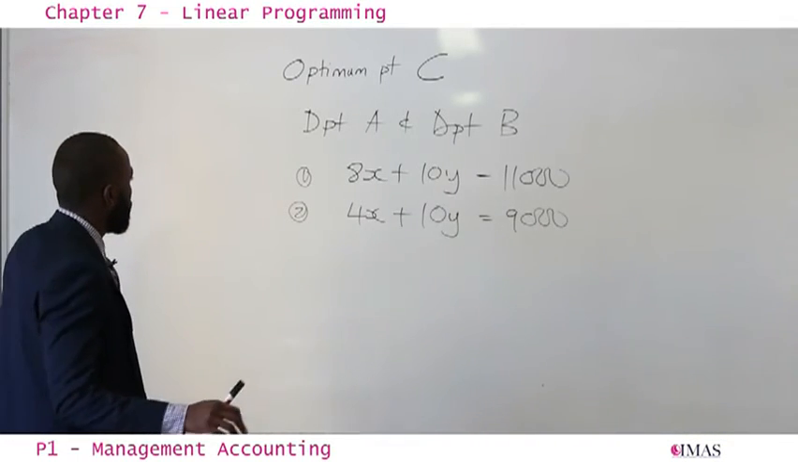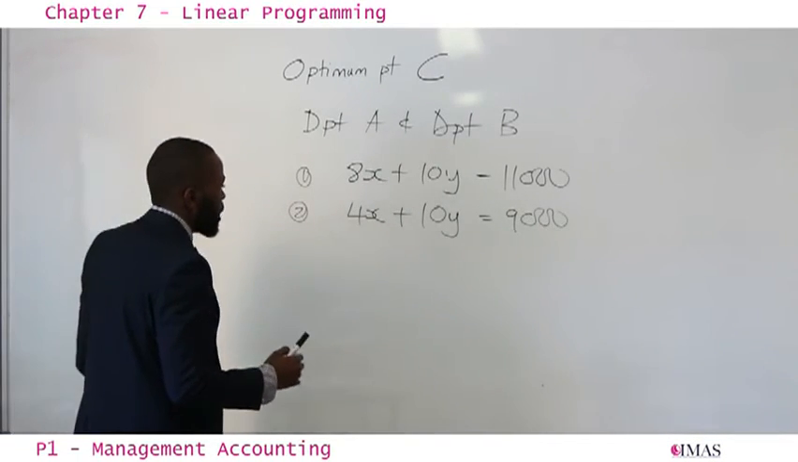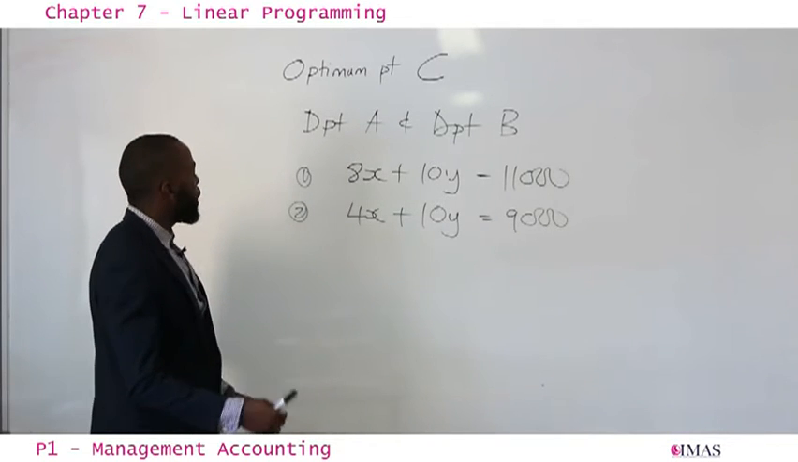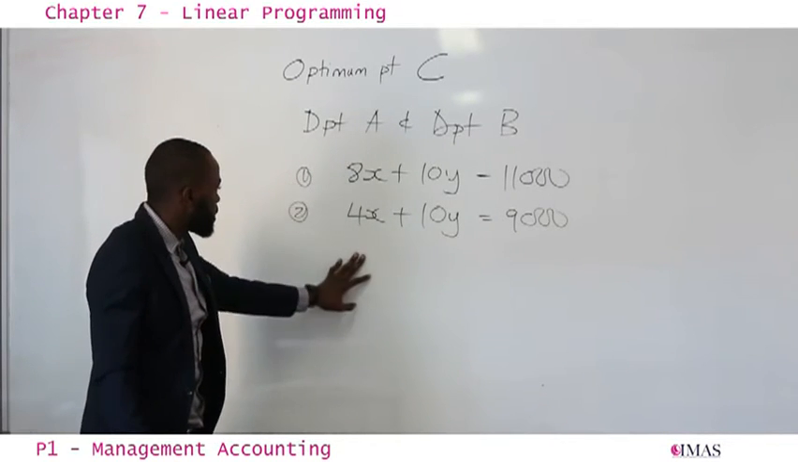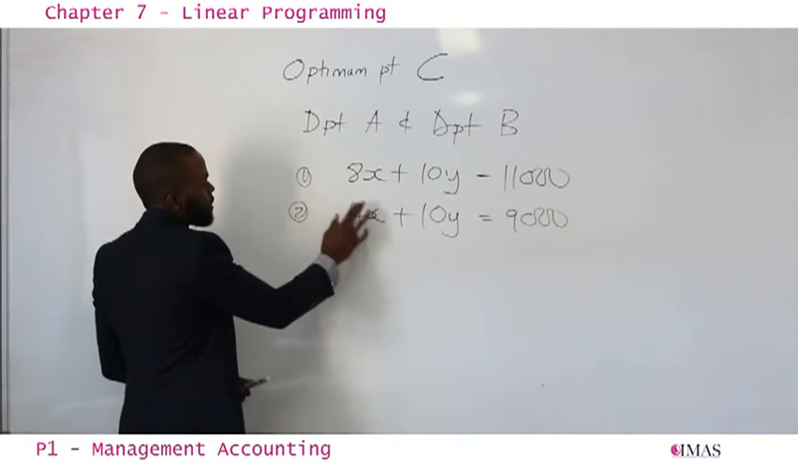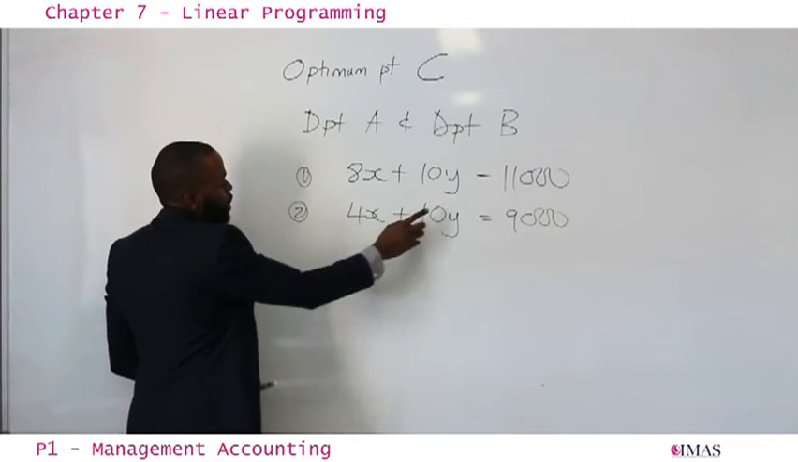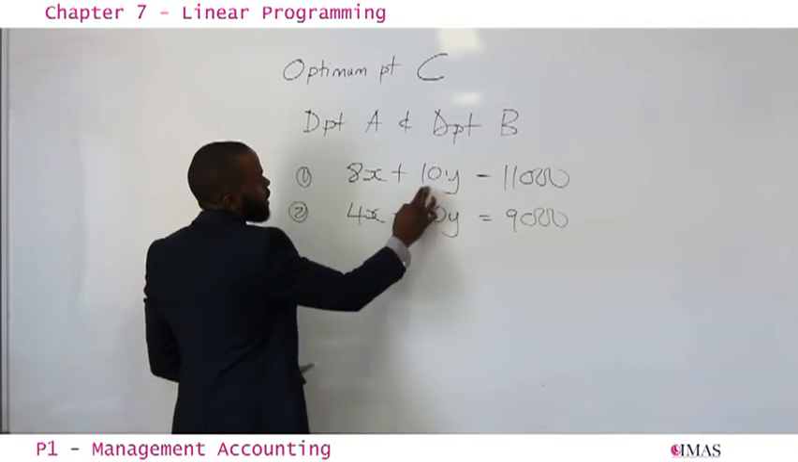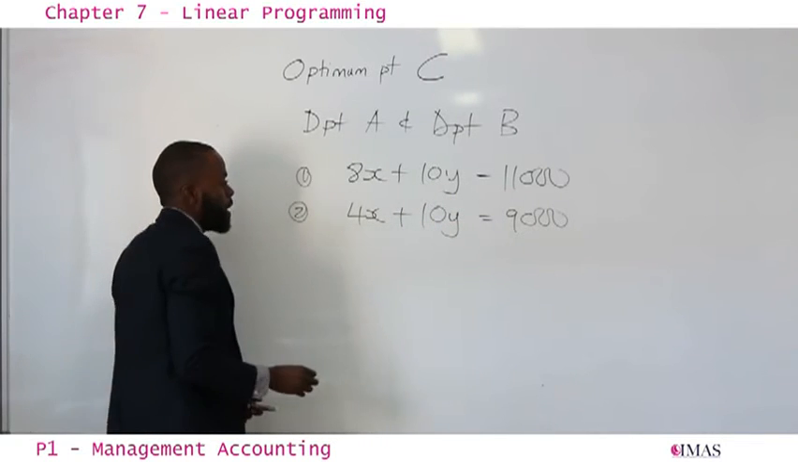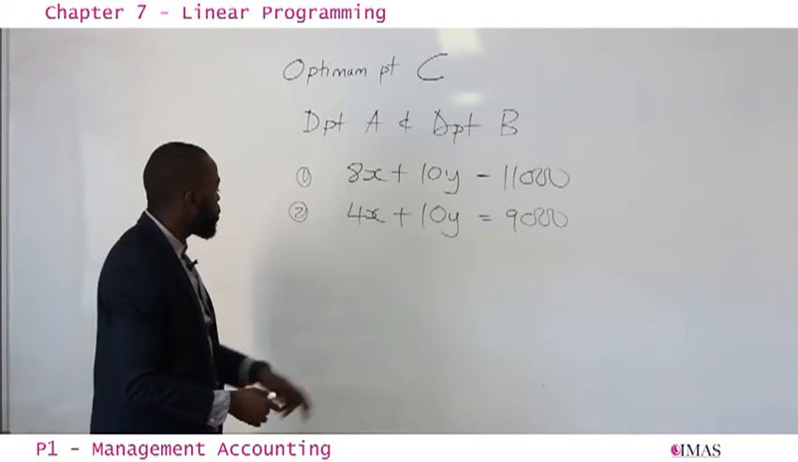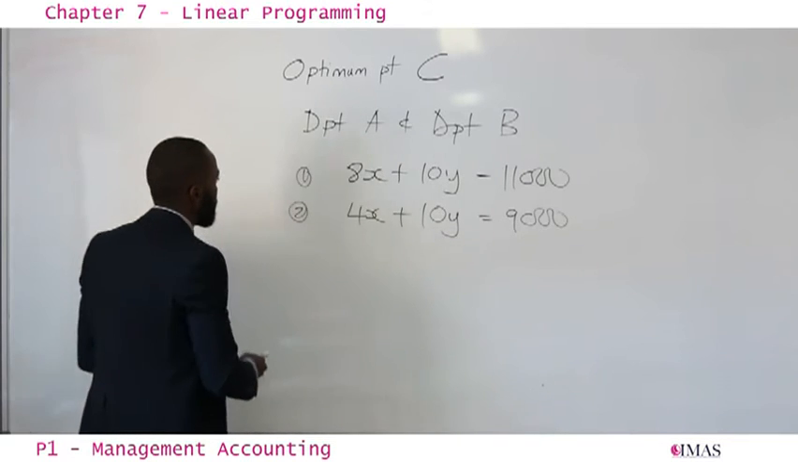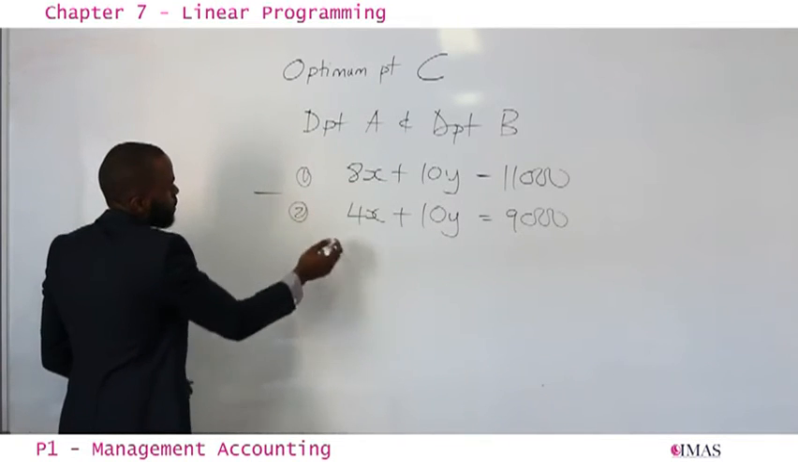So here we're going to use elimination. I'll just repeat how elimination works. We have to make either the coefficient of x the same, here the coefficient of x is 8, here it's 4, or the coefficient of y the same. The coefficient of y is 10, the coefficient of y is 10. So already with this it's easy because the coefficient of y is already the same. So we say equation 1 minus equation 2.